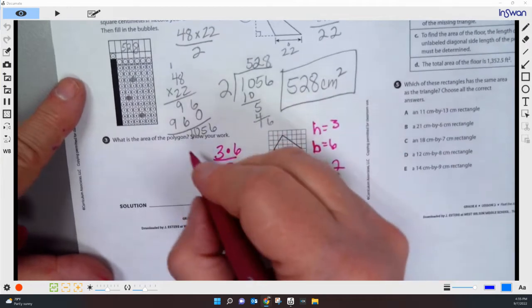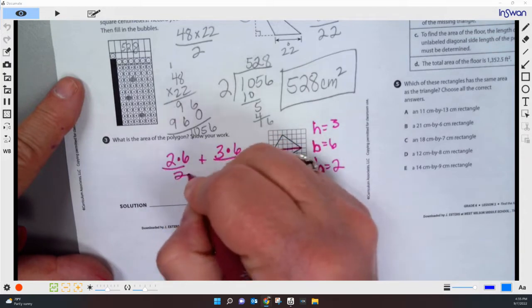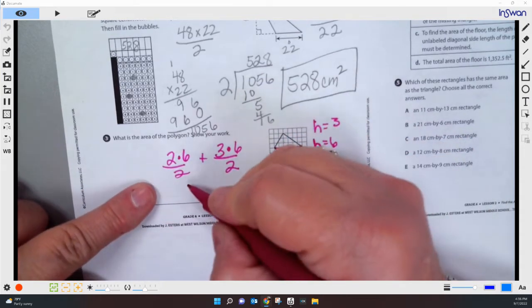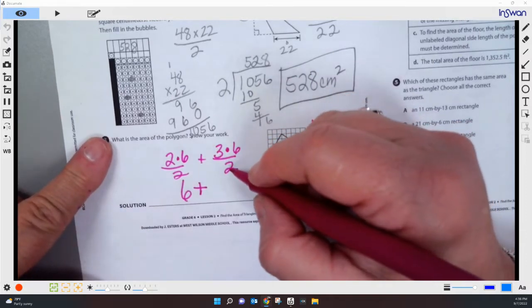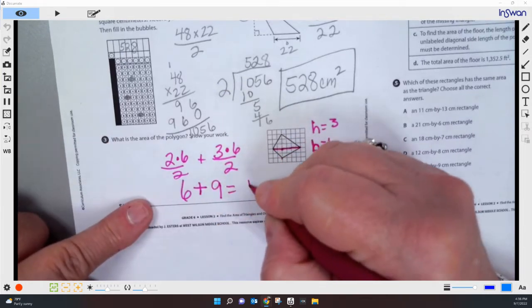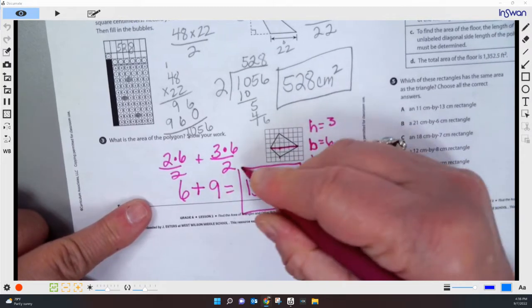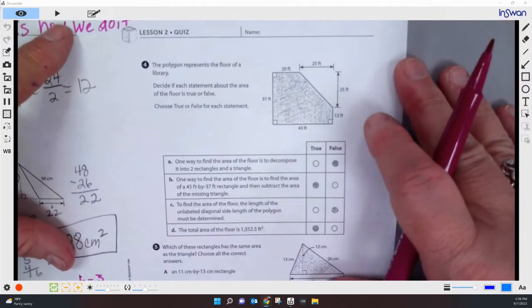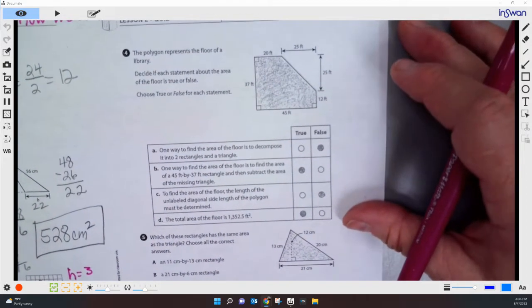For the bottom triangle, I'm going to have 2 times 6 divided by 2. And if we look at that, 2 times 6 is 12. 12 divided by 2 is 6, plus 3 times 6 is 18. 18 divided by 2 is 9. 6 plus 9 is 15. So the answer is going to be 15 units squared. It doesn't really give us centimeters or anything, but because it is area, you've got to represent that in square units. Now, this one was really confusing for a lot of people.